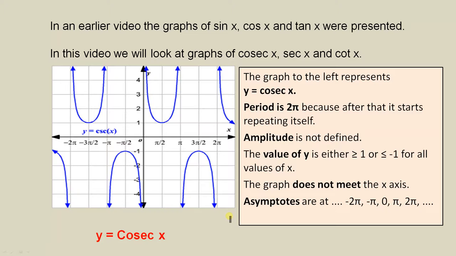The amplitude is not defined because the graph continues infinitely in both directions. Both in that direction and that direction, the graph continues infinitely. So the amplitude is not defined.